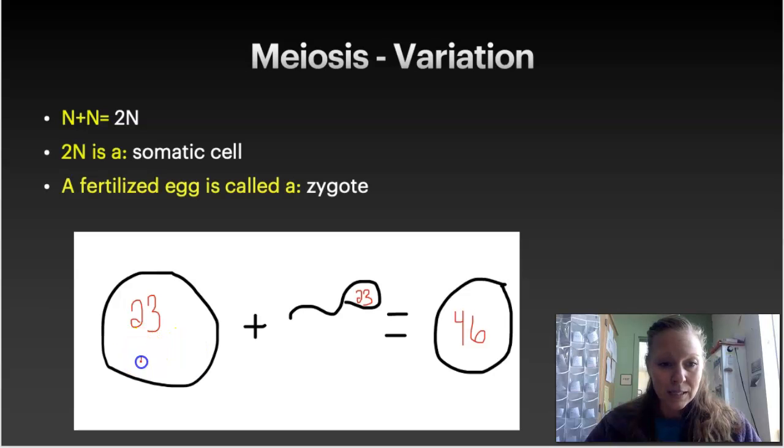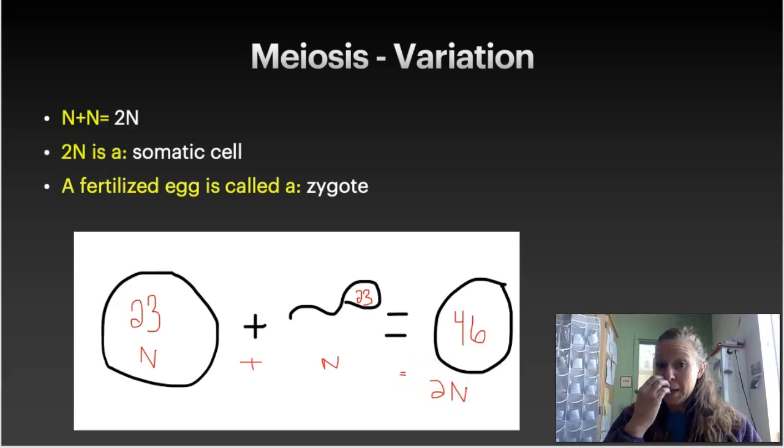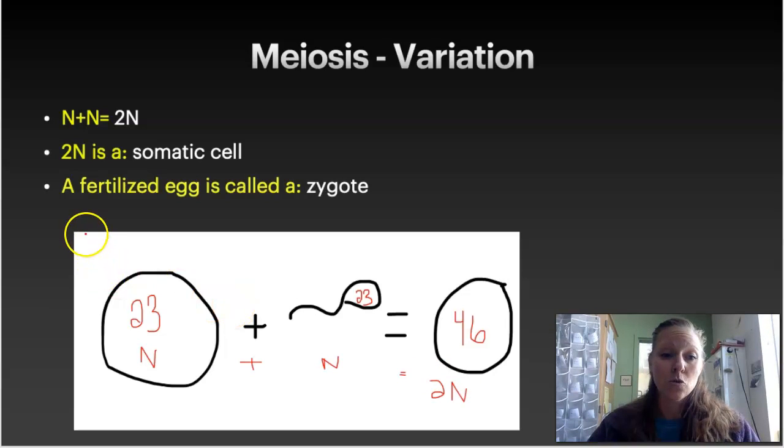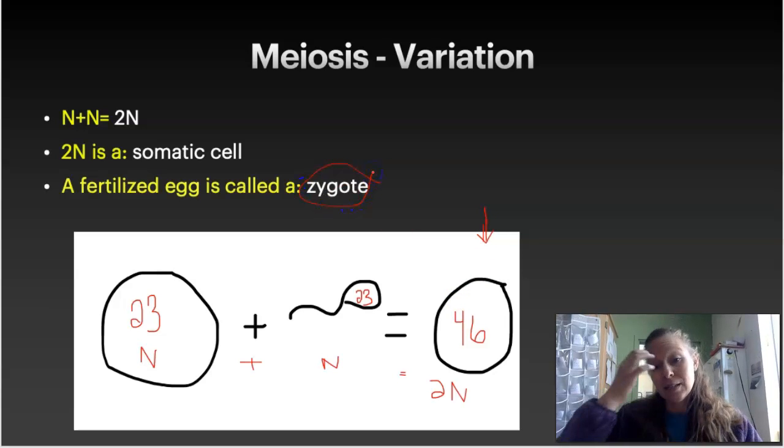So we say that this is N plus N equals 2N. If you want to take a screenshot of this and add this to your notes, that would be a pretty good idea. And so right here we have a fertilized egg. Another word that represents a fertilized egg is zygote. A zygote is a fertilized egg.